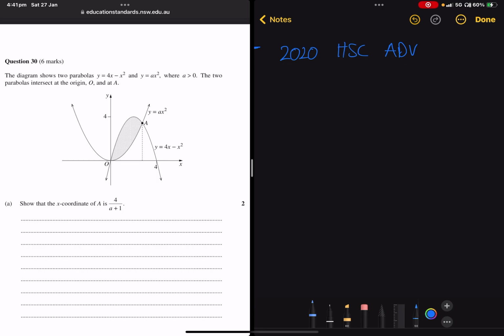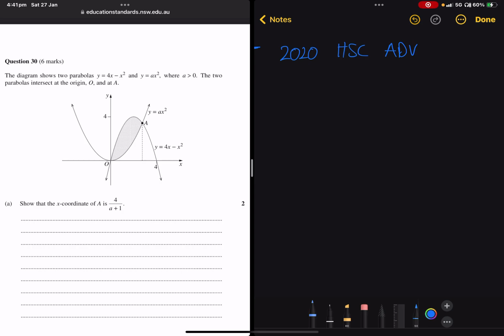It's 6 marks. The first bit is worth 2 marks. The second bit on the following page is worth 4 marks. This will be one of the questions that students have found most difficult. It's also calculus. Anything that's calculus often makes up the hardest questions, and it's right at the end of the paper. So we're told the diagram shows two parabolas.